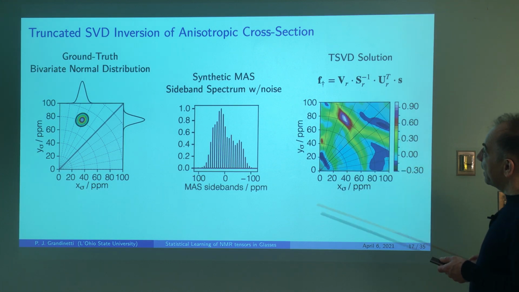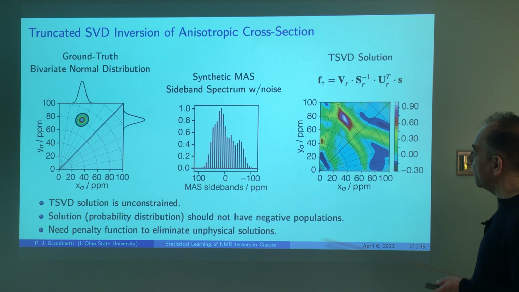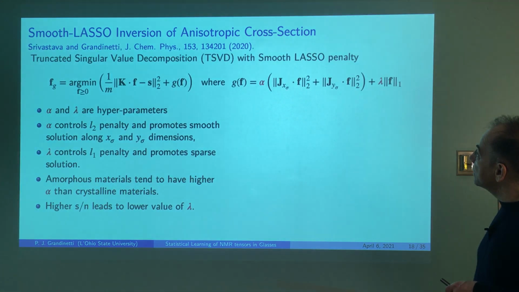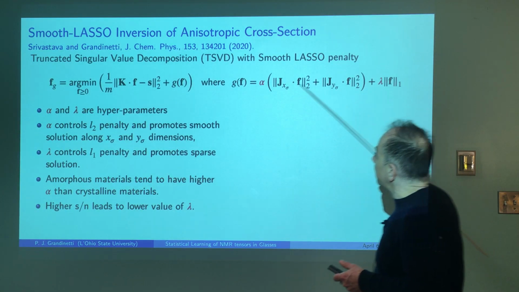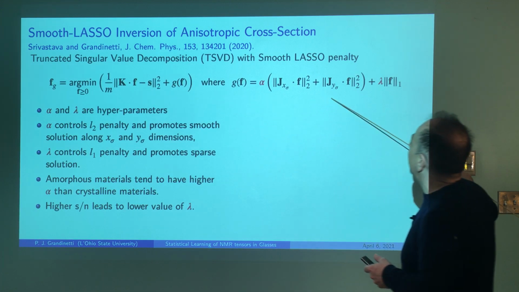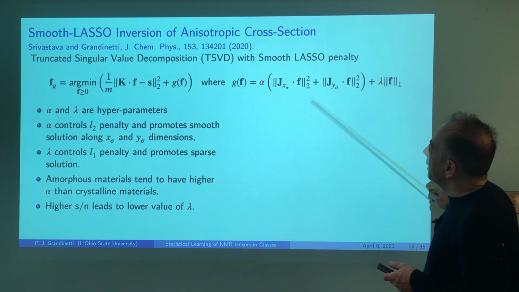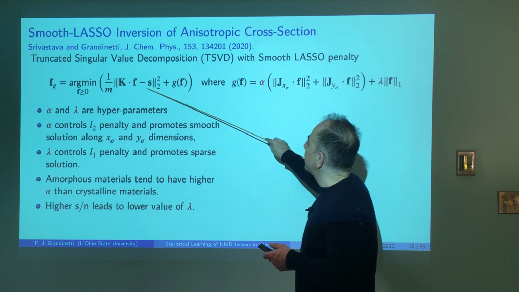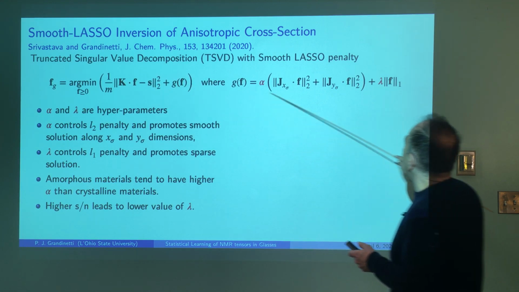So this is the truncated singular value decomposition solution, and you can see there's some problems there. It creates intensity all over the place. In fact, you even have negative intensities. And so what we need to do is come up with a penalty function to eliminate these unphysical solutions. This is the penalty that we have. So our penalty is going to involve this least squares approach with the penalty added that looks like this.